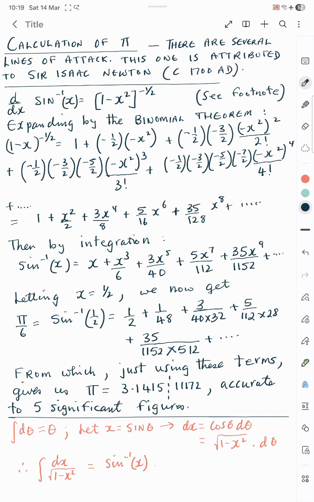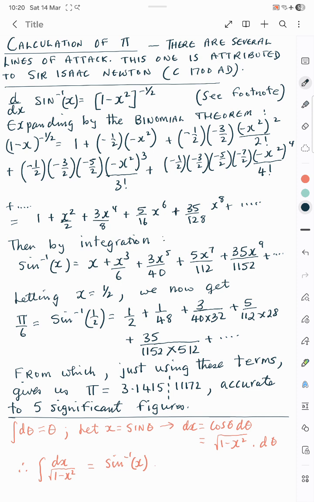And then the long and the short of that is that it comes down to 1 plus x squared over 2 plus 3x to the 4th upon 8 plus 5/16 x to the 6th plus 35 over 128 x to the power 8 plus etc. And I'm just using the first four terms. Now, that last series is a series which represents inverse sine of x.